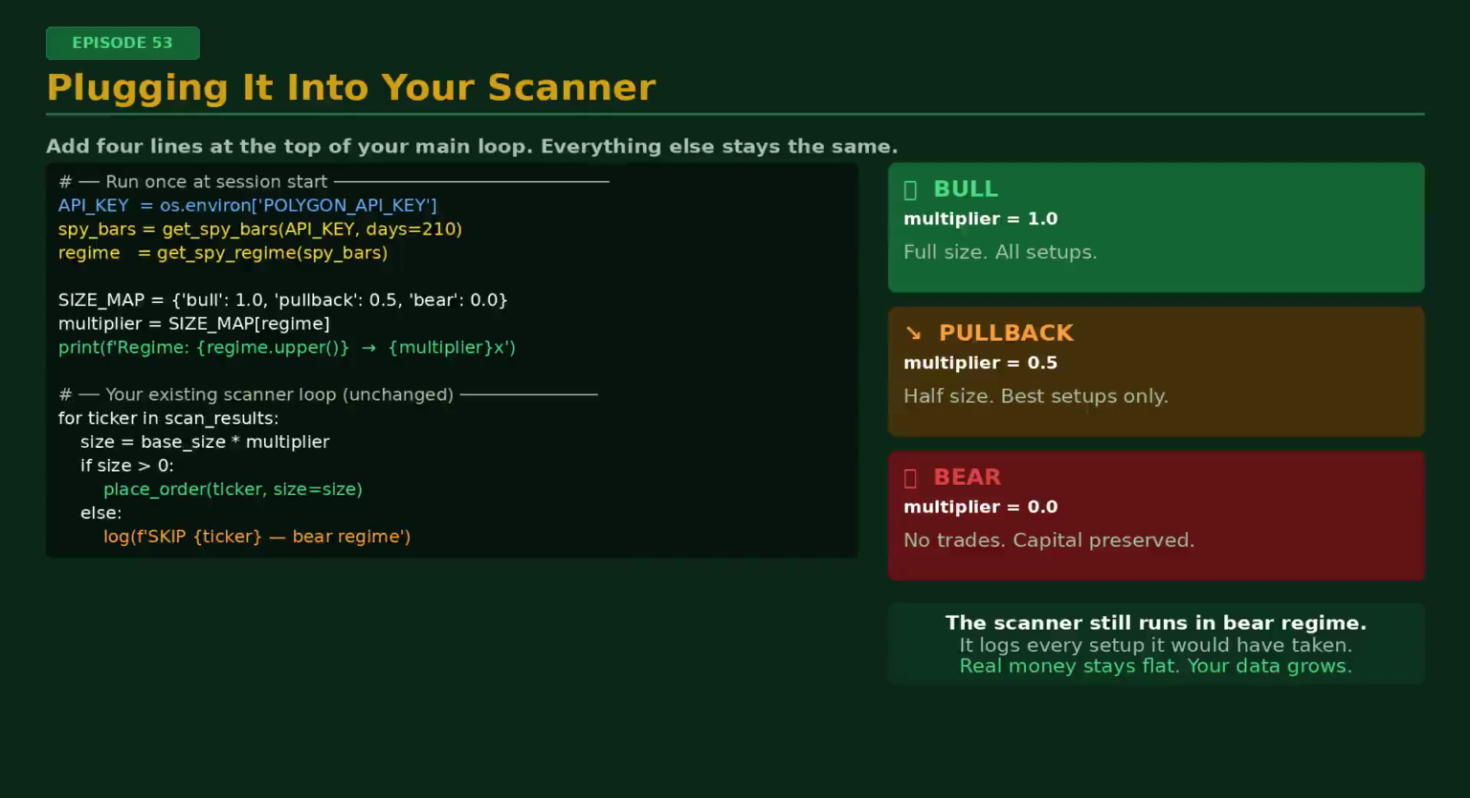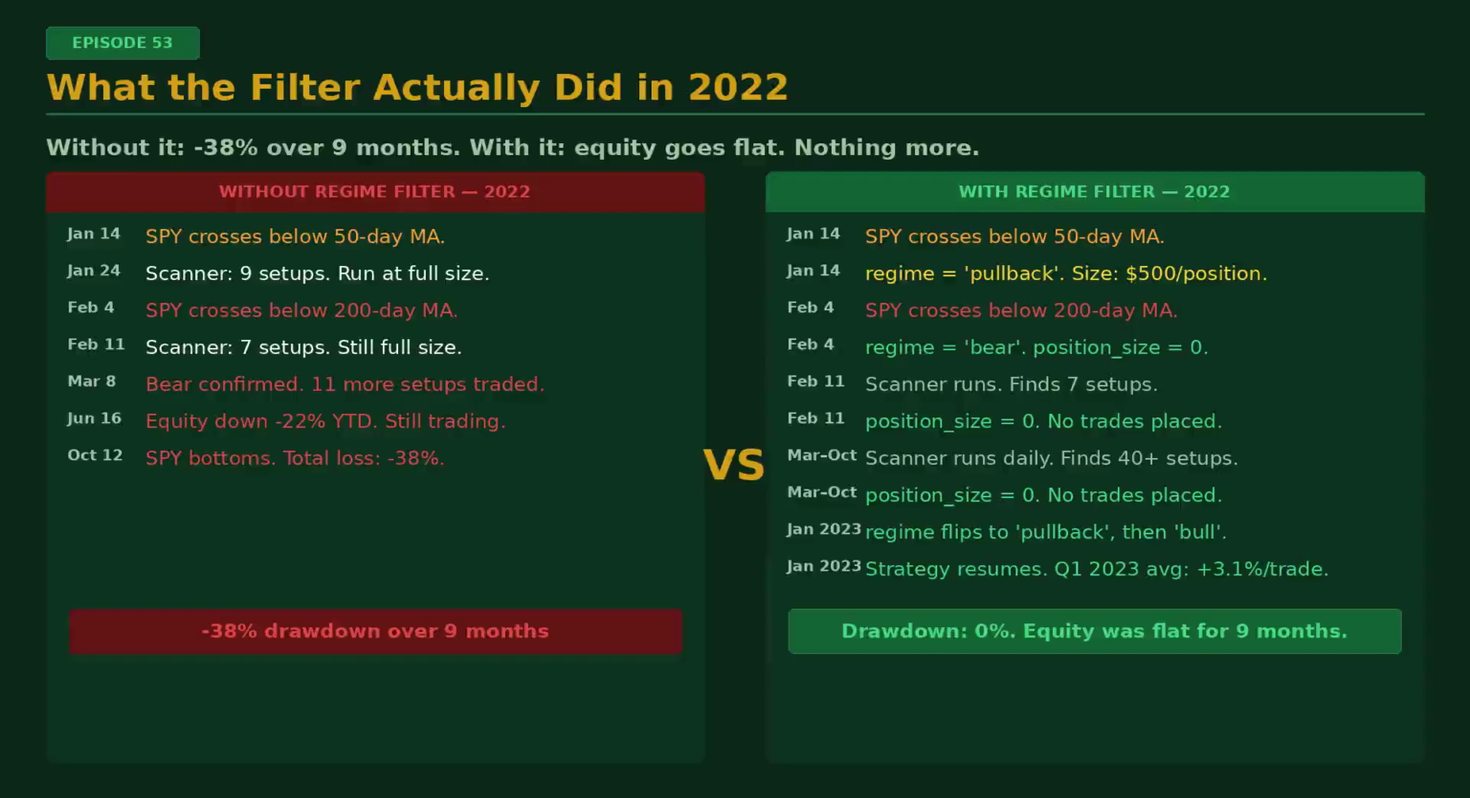This is not a call to get SPY bars inside your stock loop. You call it once, at session start, one API call for SPY bars, one string returned, and that label governs every sizing decision for the rest of the day. Let me show you exactly what those drawdowns look like so you can see what the filter actually does.